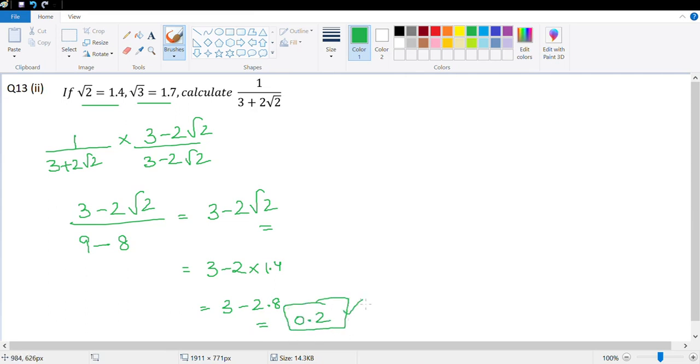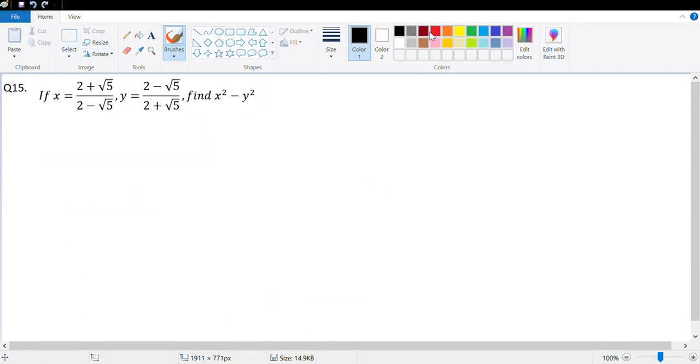Okay, simple one. Let's look at the last homework question which you had. The last homework question was question number 15. It says if x is equal to something, y is equal to something, find x square minus y square. So let's rationalize x first. So x would be equal to 2 plus root 5 upon 2 minus root 5. Rationalizing factor would be 2 plus root 5 upon 2 plus root 5.